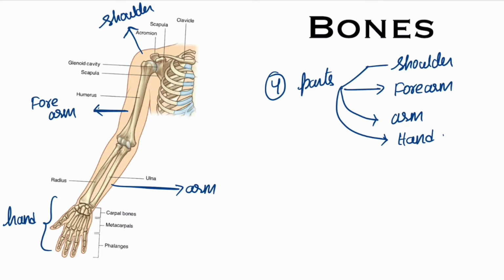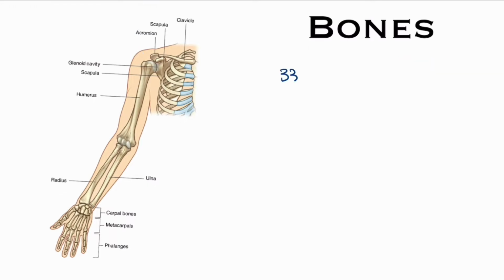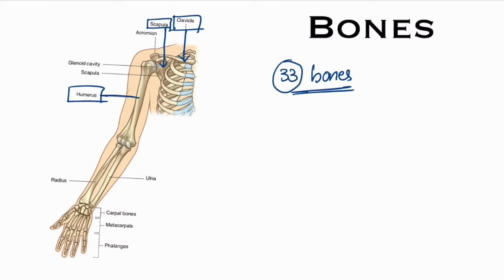Now let us look at the bones. We have 33 bones in total. Now let us see them. We have the clavicle. This is the clavicle here. And we have the scapula. And this is the scapula. And we have the humerus. This is the humerus here. We have the ulna. This is the ulna. And we have the radius. And this is the radius.